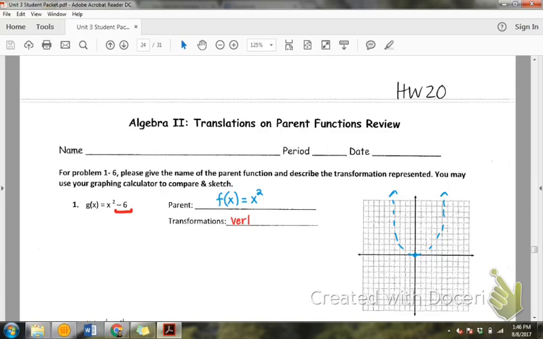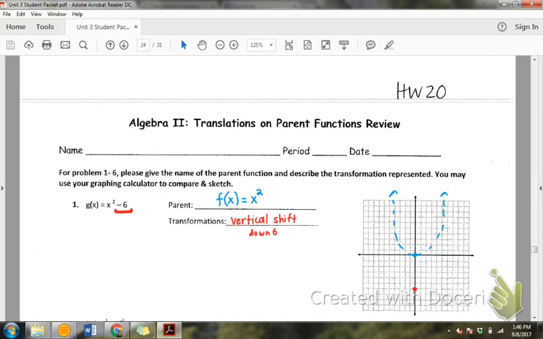We're writing that. And it's a vertical shift of how many? 6, but let's write the sign with it. Which way are we going? You can either write vertical shift down 6 or you can write negative 6. So now I'm going to take my parent graph and I'm going to go down 6. 1, 2, 3, 4, 5, 6.